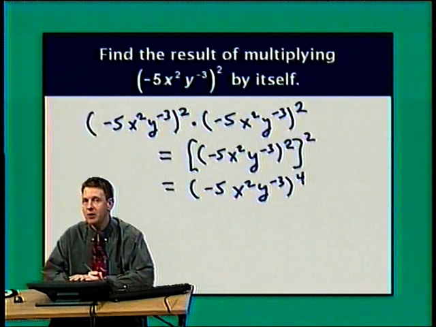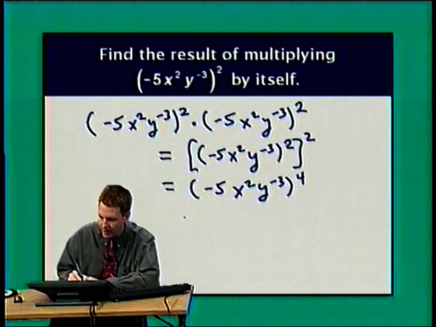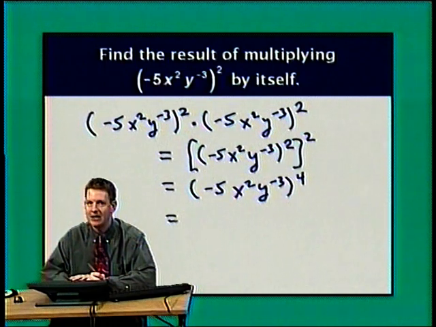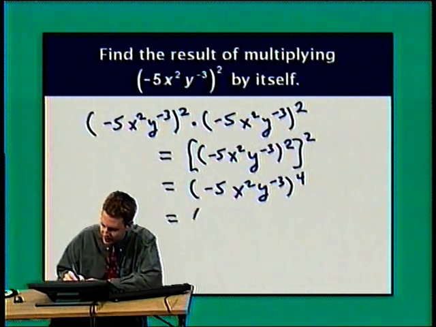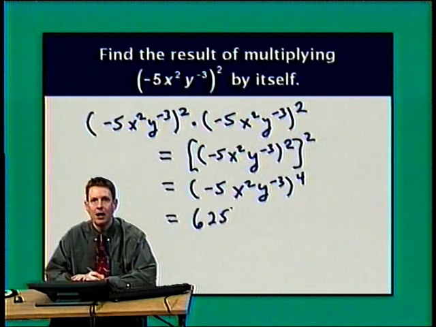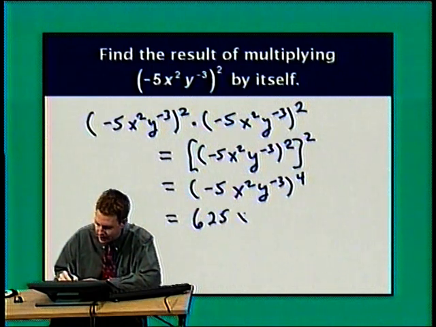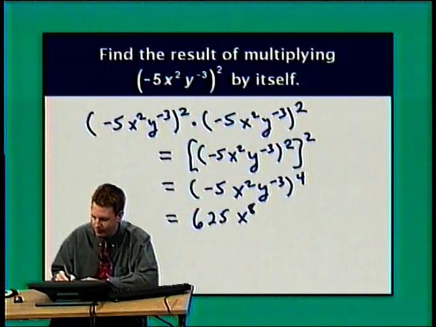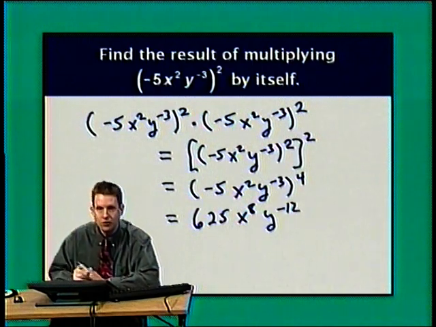Now I can distribute that exponent of the 4 to each factor in the base. Negative 5 raised to the 4th power. That's negative 5 times negative 5 times negative 5 times negative 5. The product of 4 negatives is positive, and 5 to the 4th is 625. X squared to the 4th is x to the 8th. Y to the negative 3 to the 4th is y to the negative 12th.